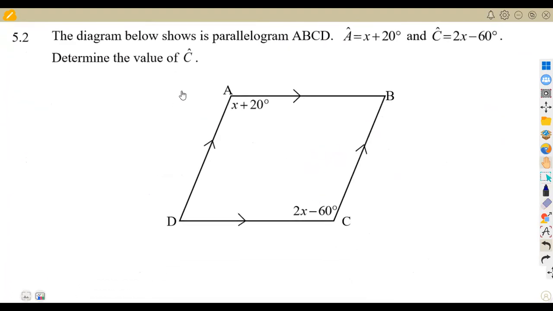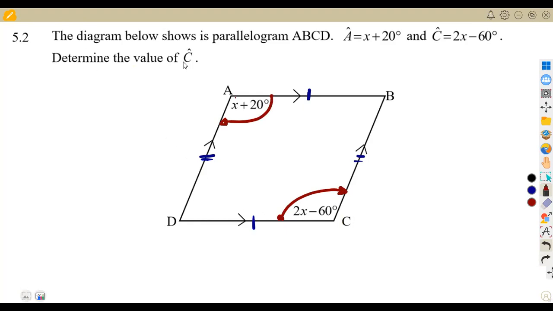5.2, the diagram below shows a parallelogram. Now we are back to that parallelogram, and this is what we are used to. You know that in a parallelogram, these opposite sides are parallel and equal, which is the same thing on this side. We know that opposite angles of a parallelogram are equal. The angle at A is equal to the angle at C. You are using the properties. So that's why I say, guys, you need to know the properties at heart.